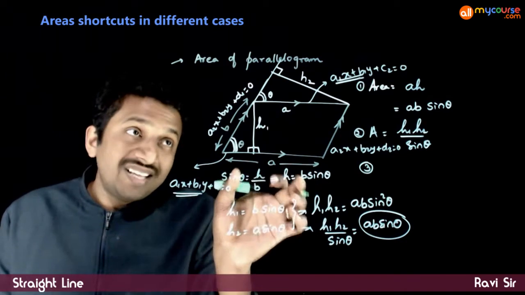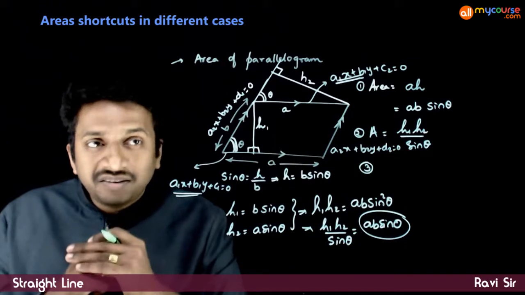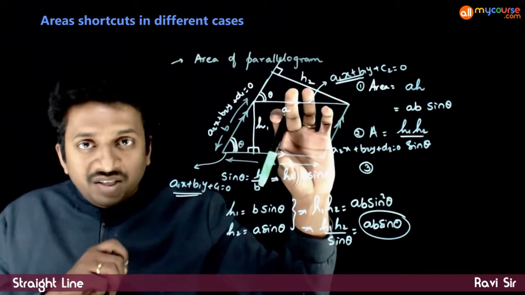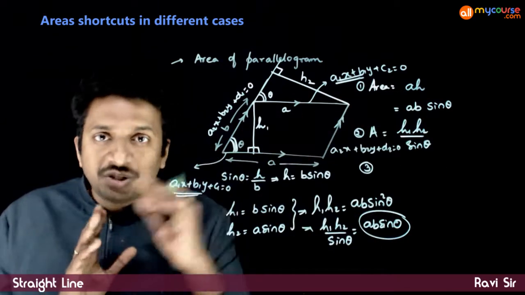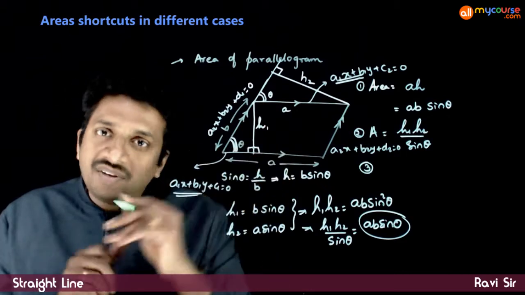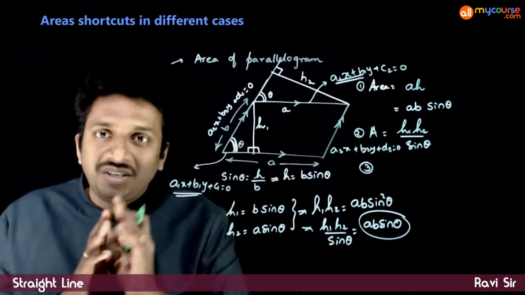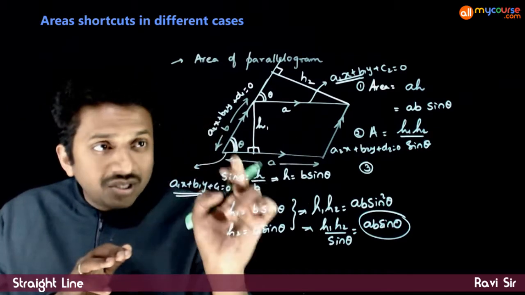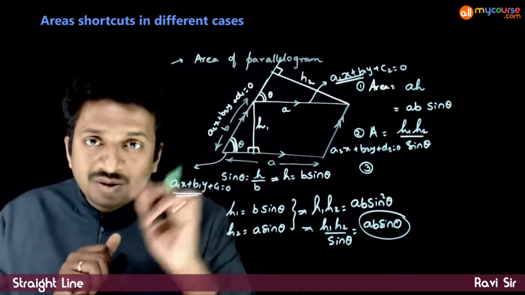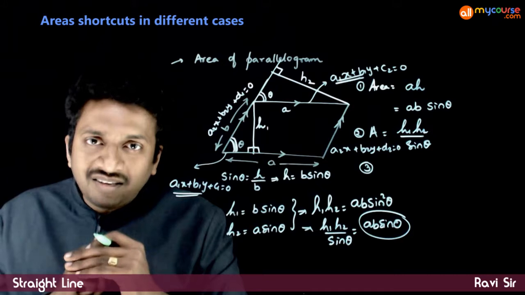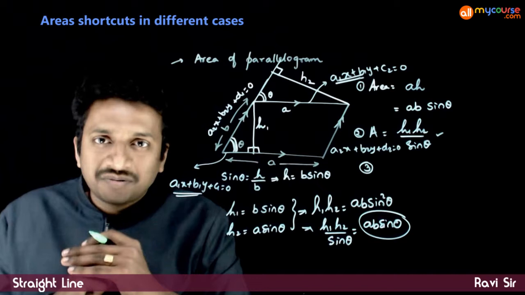Now, what is the area of this parallelogram? To find this using the earlier formula, you need to find the perpendicular distance between these two parallel lines. You get h1 and h2, and you need to find the angle between these two. To find the angle, you need to consider the slopes of these two lines. Once you know the slopes, you can find tan theta between these two, and from tan theta you can find sine theta. So you can substitute in this formula. So you can see that you have a lot of steps.